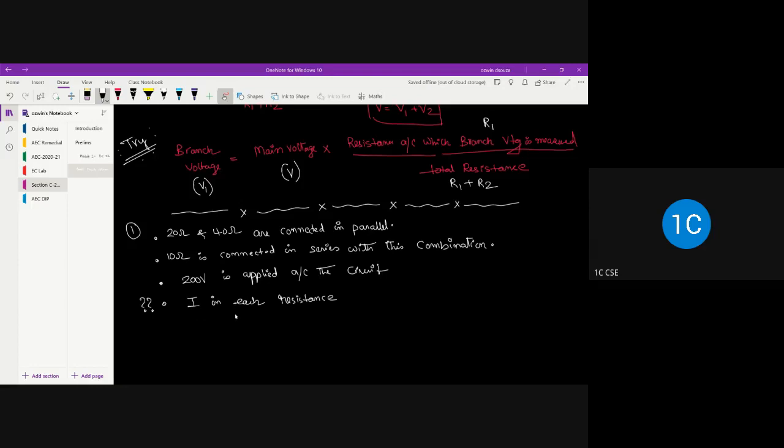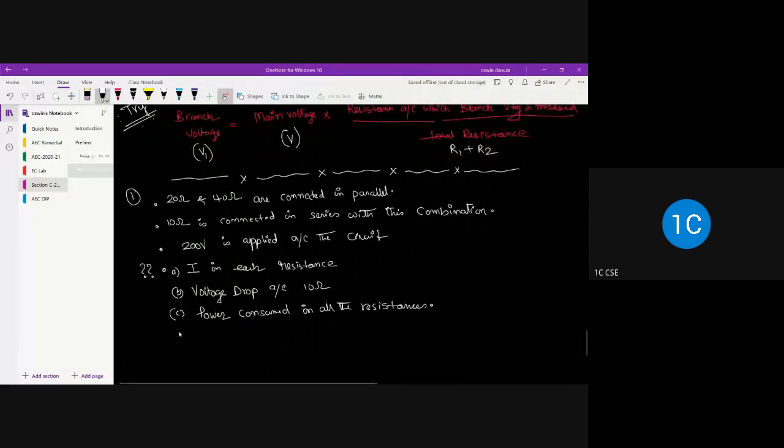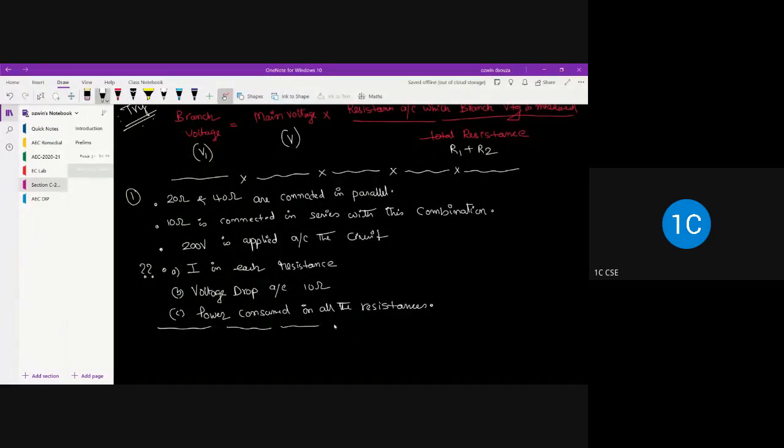Then voltage drop across 10 ohm resistance. The first one is current; the second one is voltage drop across 10 ohm resistance. Also find the power consumed in all the resistances.